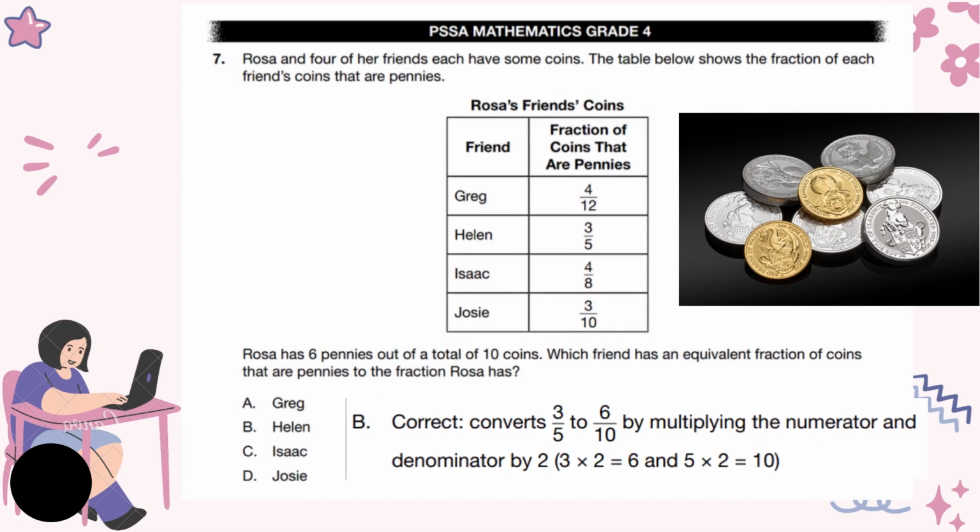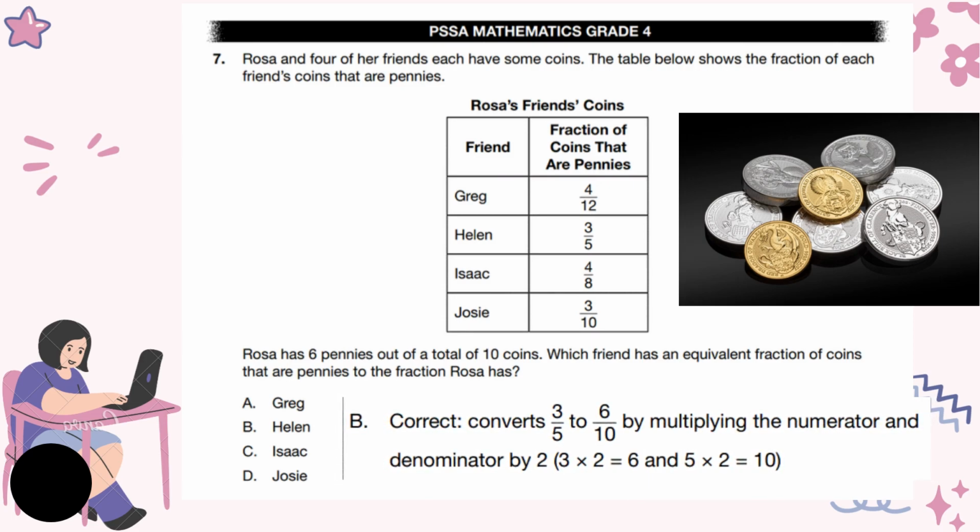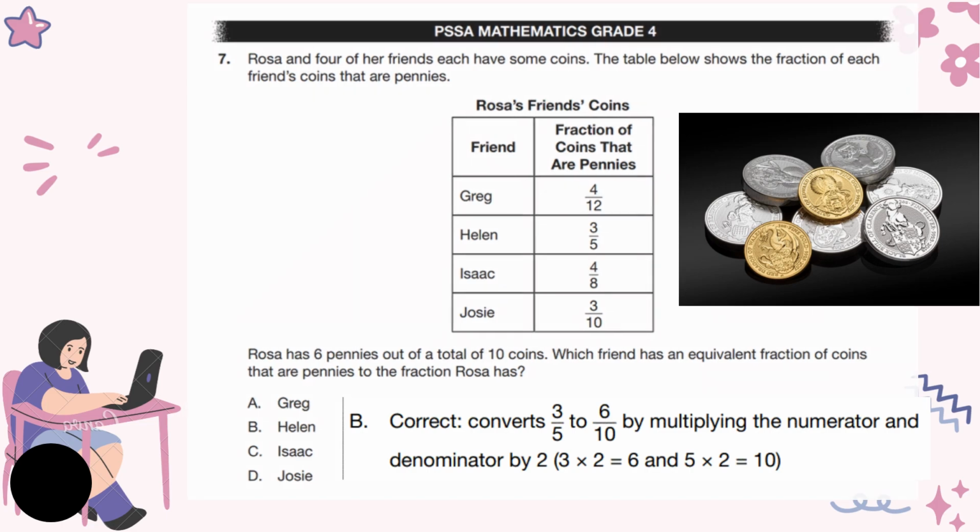So first you need to convert 3/5 to 6/10 by multiplying the numerator and denominator by 2. So here the correct answer is B, that is Helen. All right, that is the 3/5.